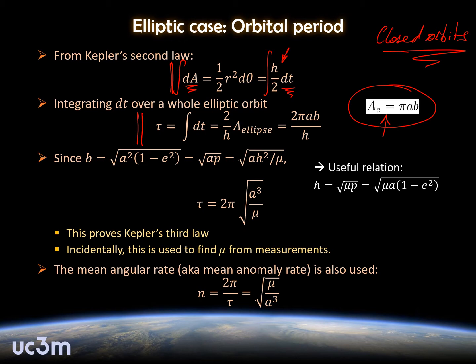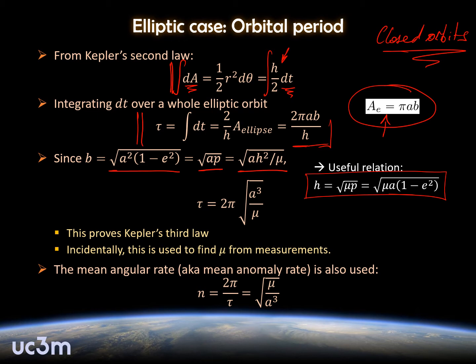Now, the result that we get can be left in this form. But actually, we don't like using b in our expressions, so instead we are going to replace b in terms of a and e using this formula. And moreover, we can further replace this in terms of the semilatus rectum and finally in terms of the angular momentum magnitude. Remember that this is an extremely useful expression that relates the dynamics of the two-body problem with the geometry of conic sections.